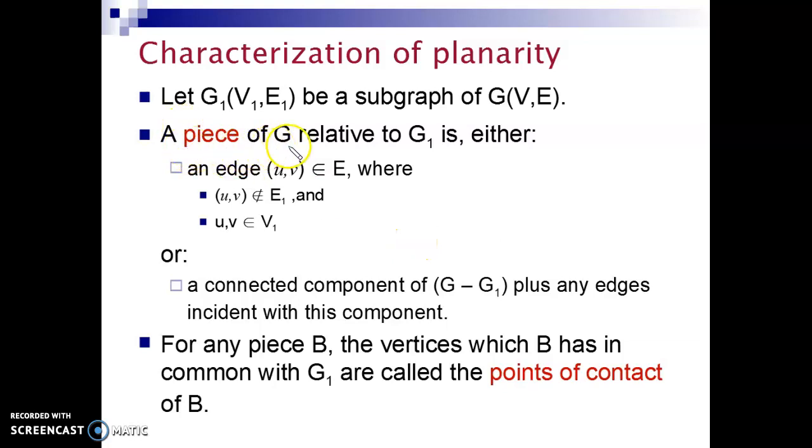A piece of a graph G relative to G1, which is a subgraph of G, is defined as either an edge or a connected component of G minus G1 plus any edges incident with this component.